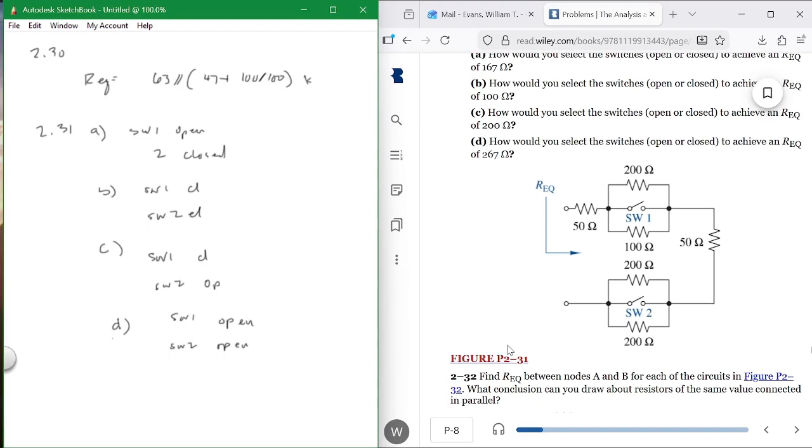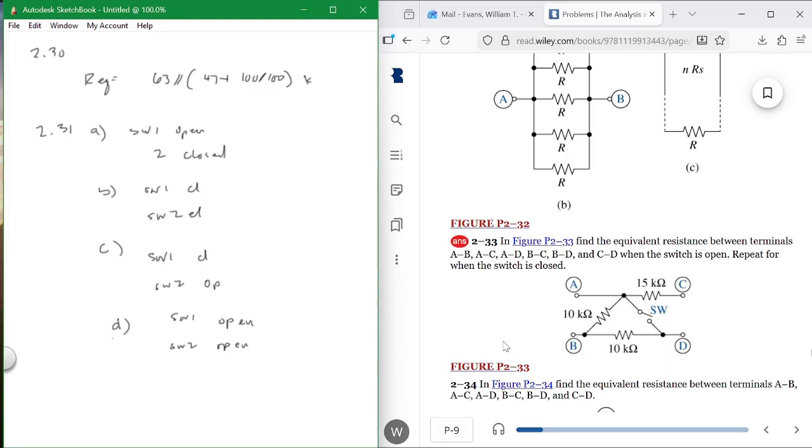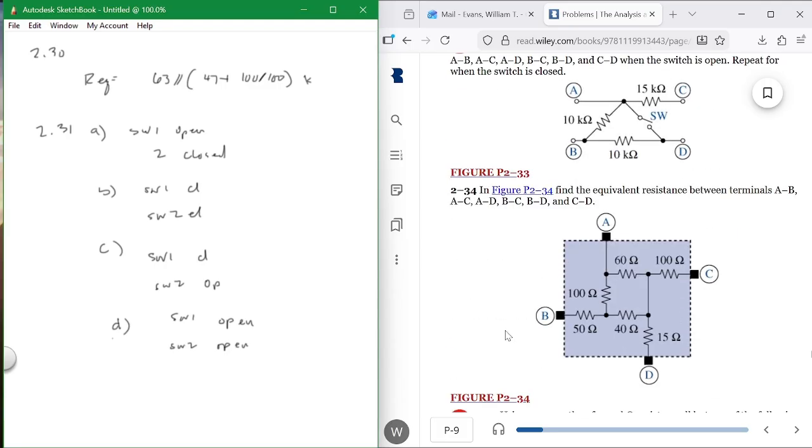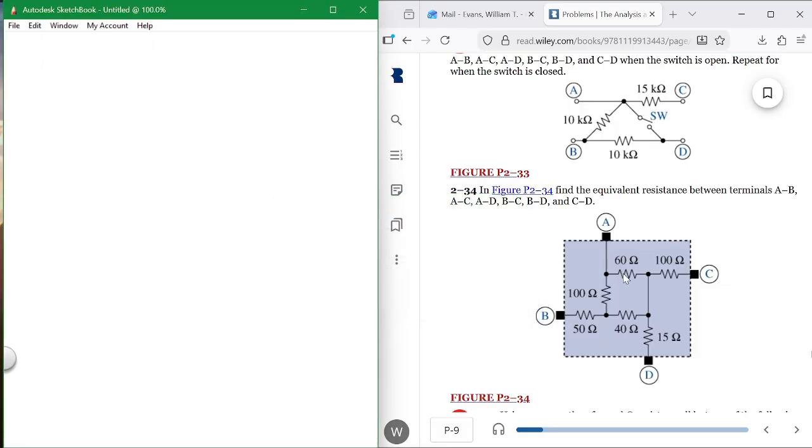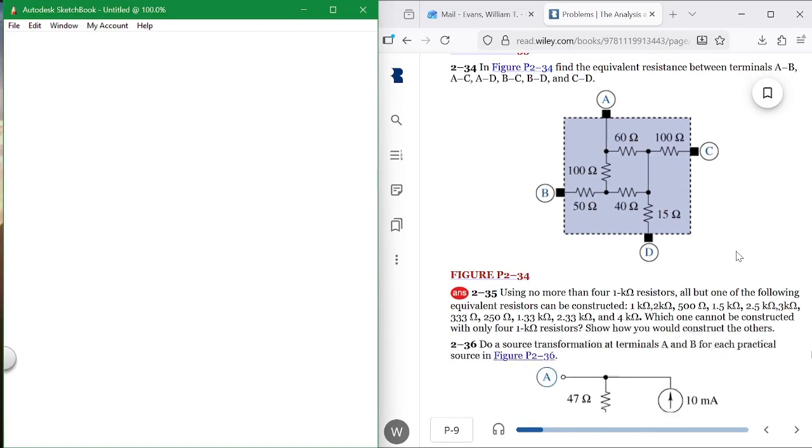34. Here's the one in the picture that I told you was on the thing. Find the equivalent resistance between AB, AC, AD, BC, BD, and CD. I'm going to let you do that one on your own. So that's 34, 37.